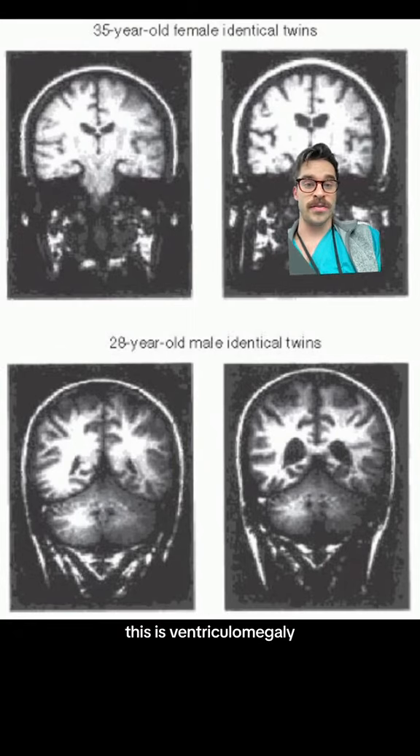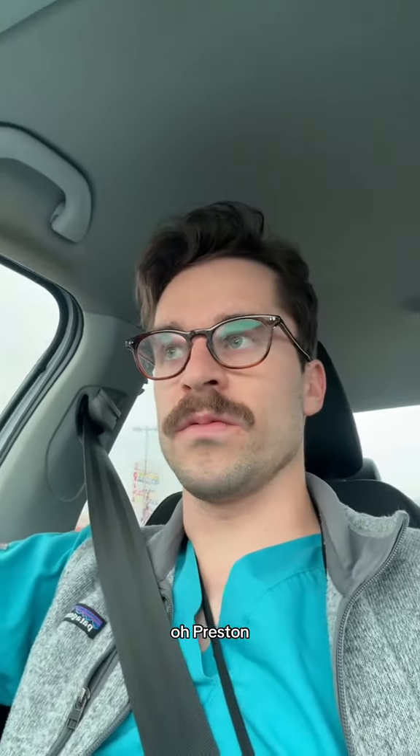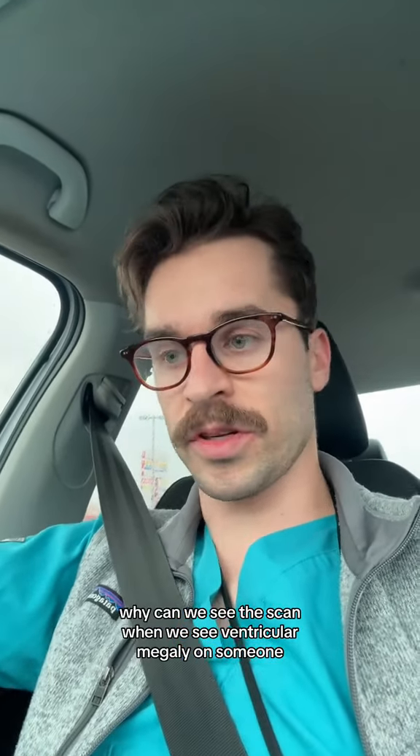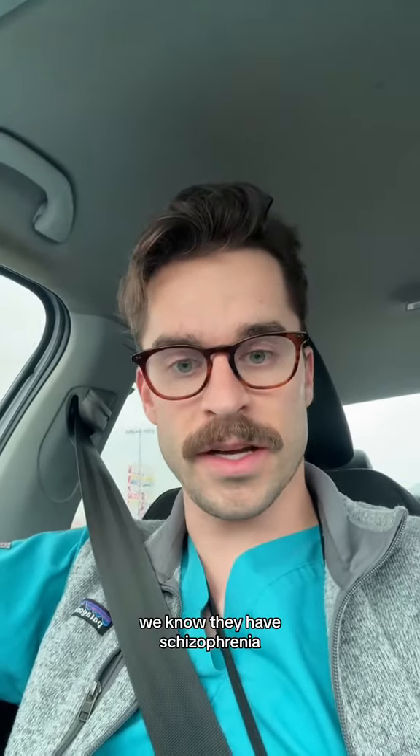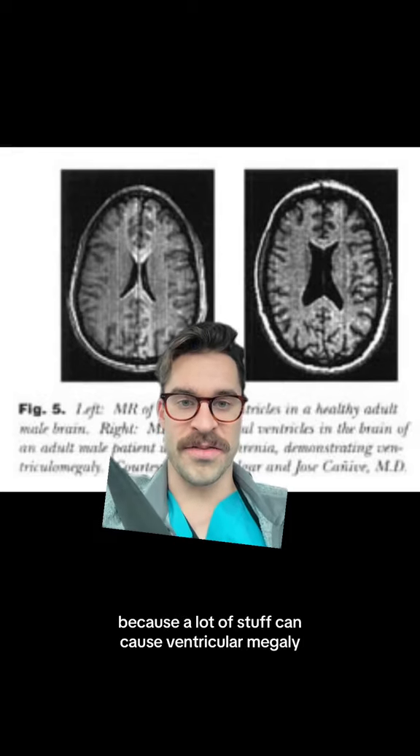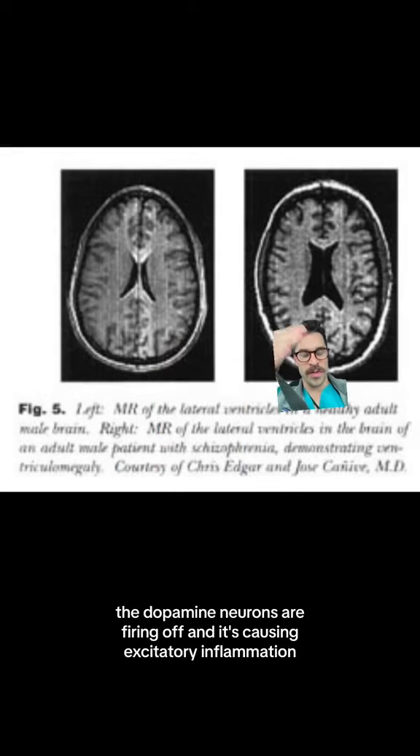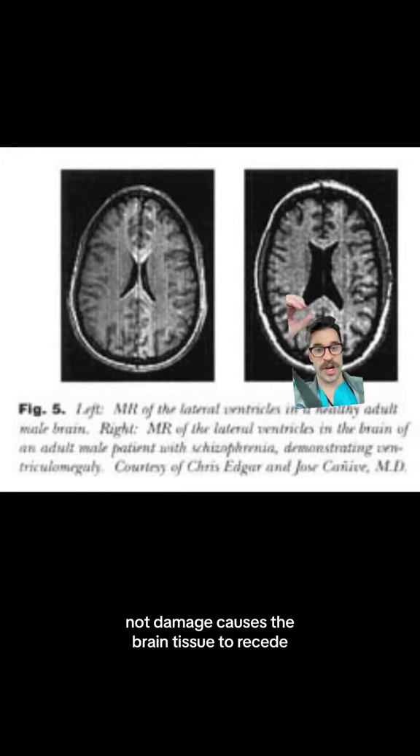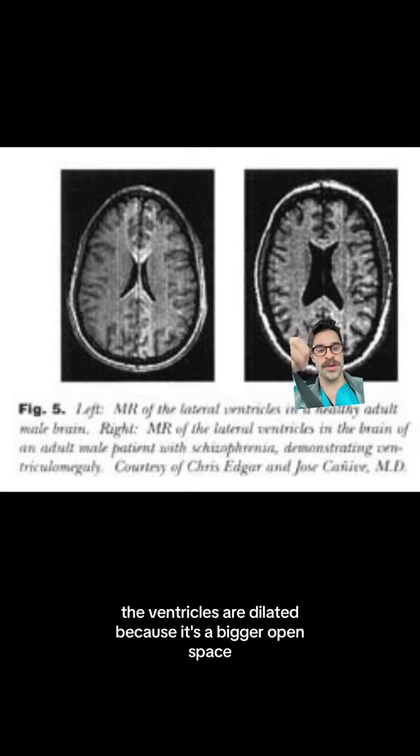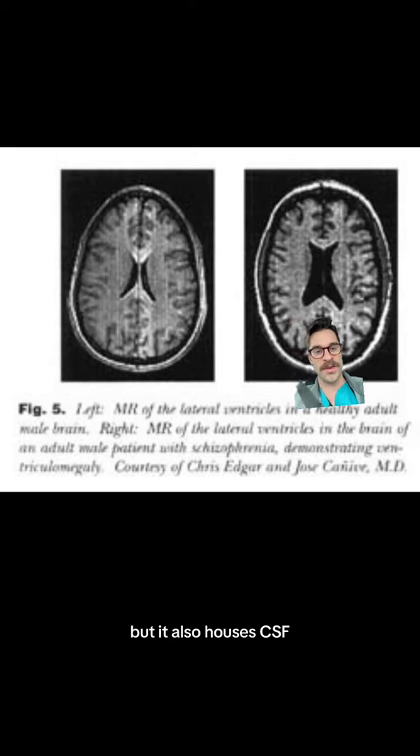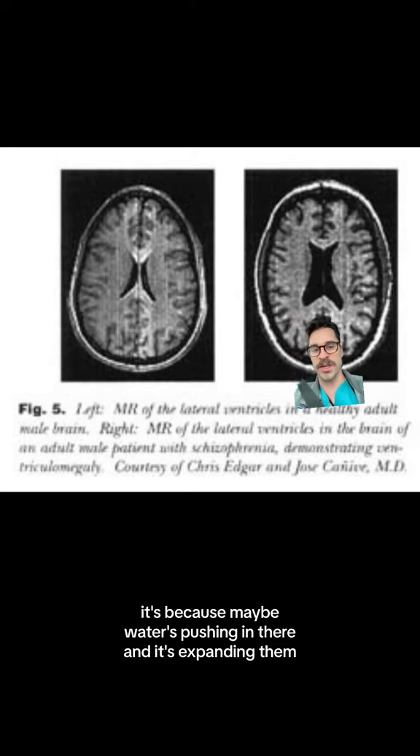This is ventriculomegaly. You might be thinking, oh, Preston, why can't we just do the scan, and when we see ventriculomegaly on someone, we know they have schizophrenia? It's because a lot of stuff can cause ventriculomegaly. In schizophrenia, the dopamine neurons are firing off and it's causing this excitatory inflammation. That damage causes the brain tissue to recede. The ventricles are dilated because it's a bigger open space, but it also houses CSF. So if it gets bigger, it's because maybe water's pushing in there and it's expanding them.